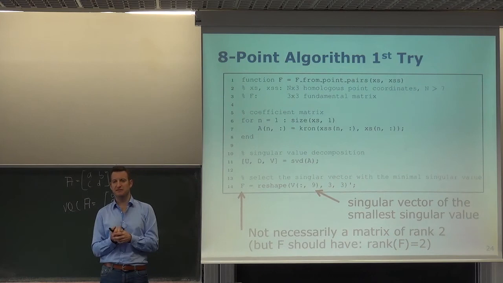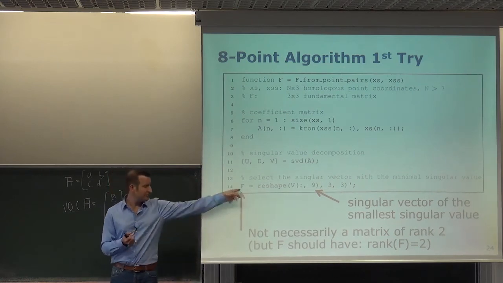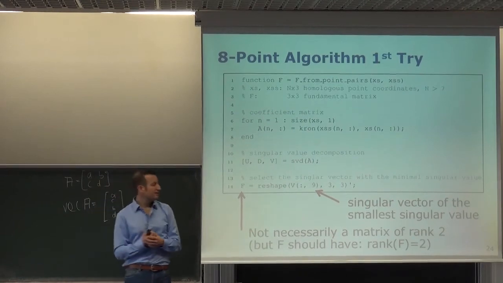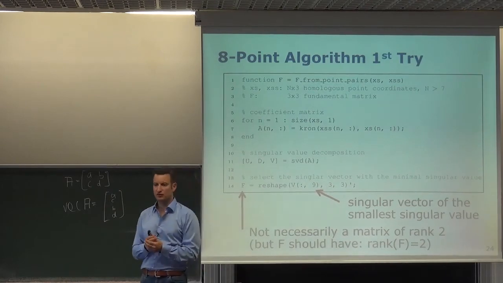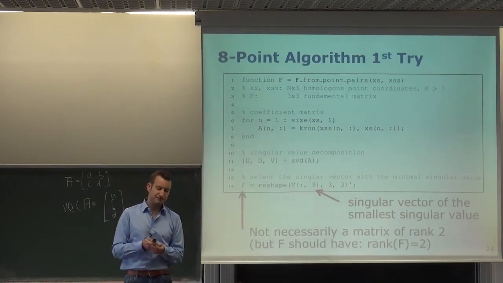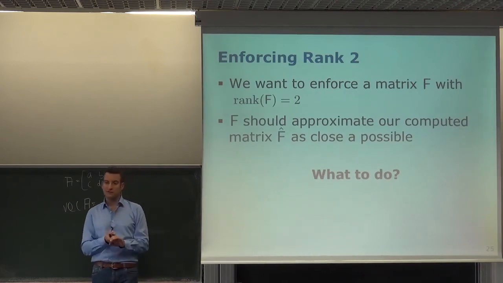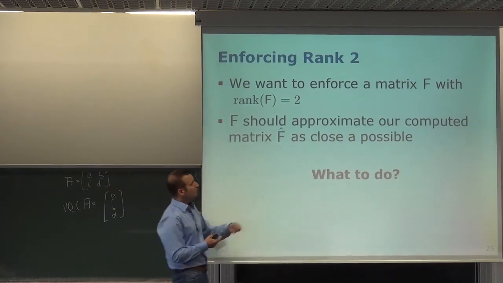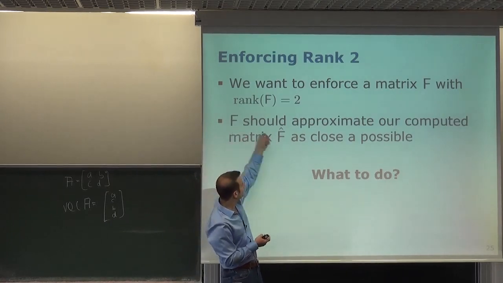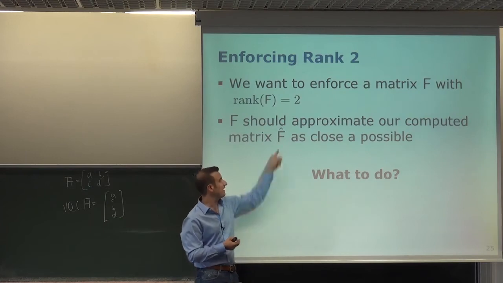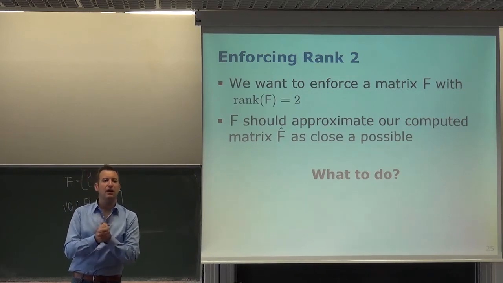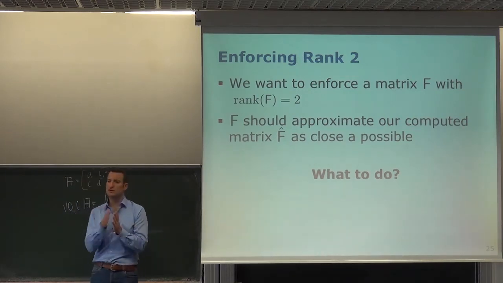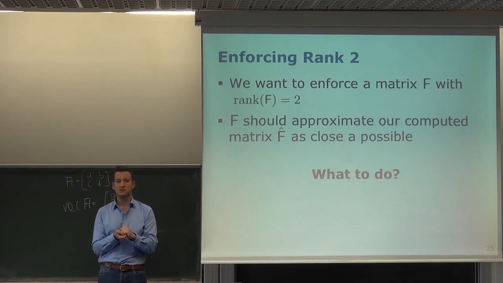So I want to fix F. I want to fix this estimate of F so that I get a new matrix which is as close as possible to this matrix F but has this rank 2 constraint. So our goal is to enforce rank 2, but my new F should be as close as possible to the F or the F hat that we computed so far, but should have this rank 2 constraint. Any idea how we can actually enforce this? How can we generate a new matrix which exactly fulfills this condition? As similar as possible, but rank 2.